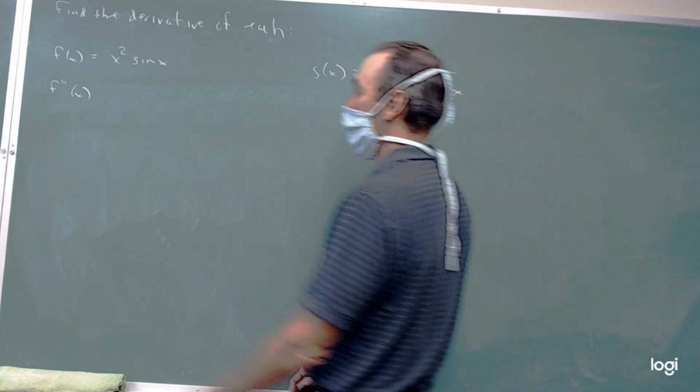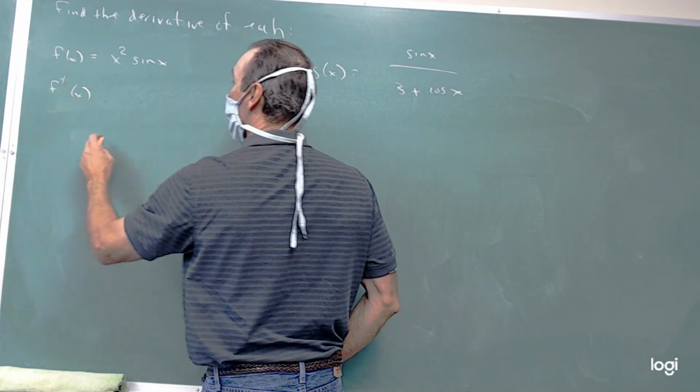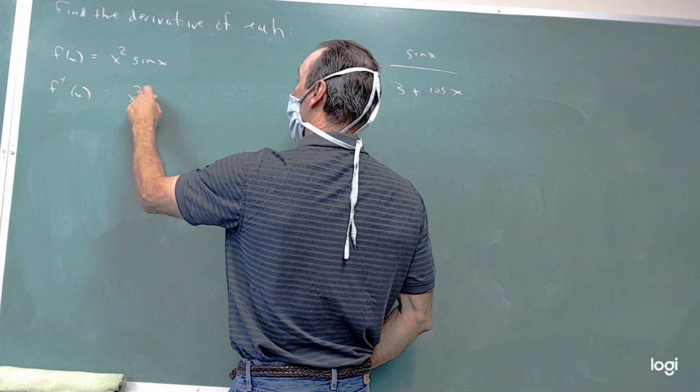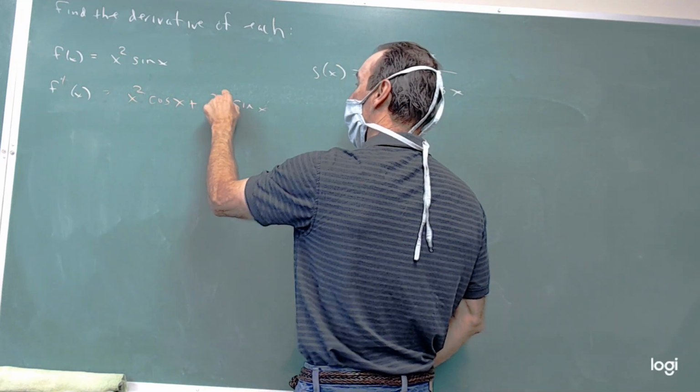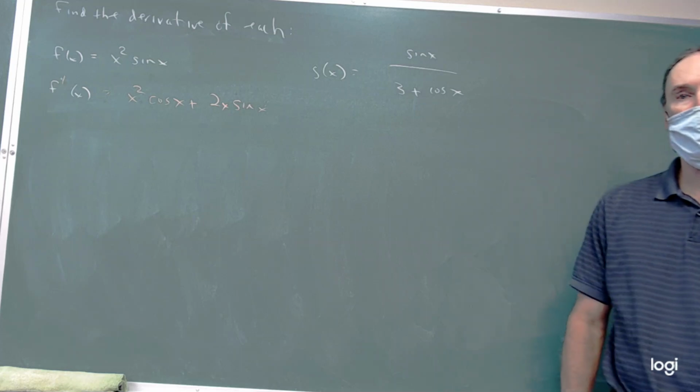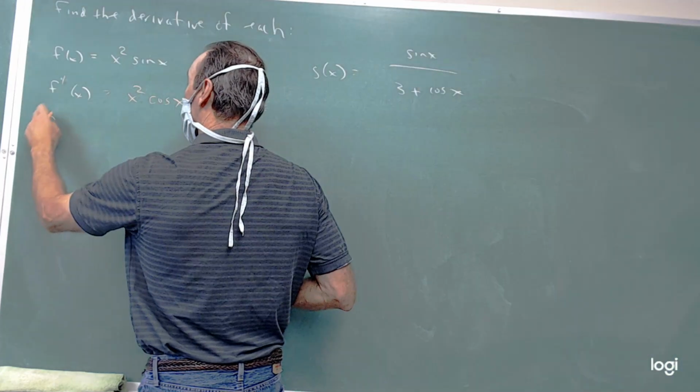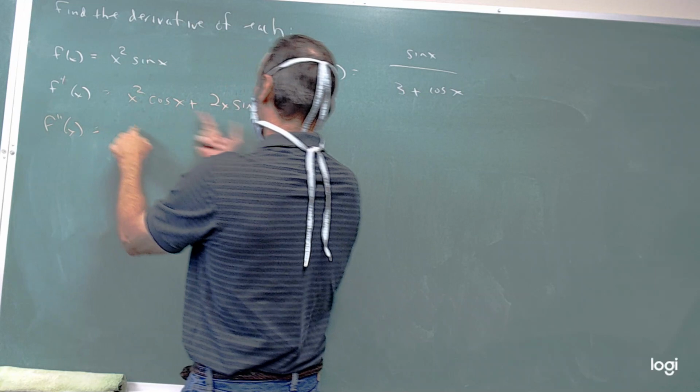So we have product rule, so we're going to get f prime of x first. That's the first times the derivative of the second, plus the second times the derivative of the first. So there's the first derivative. To get the second derivative, we're going to use the product rule on each of those.